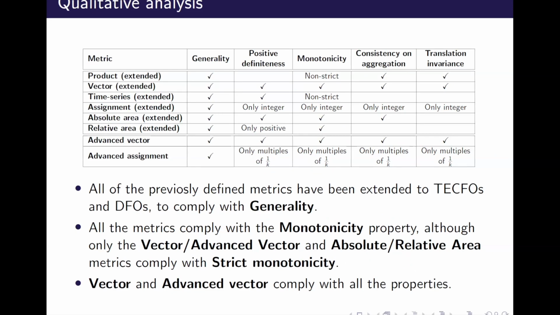For product and time series, these are non-strict monotonicities. For assignment metrics, it's a little bit complicated because there is a little bit of lossiness introduced by discretizing, so they're not exactly comparable.